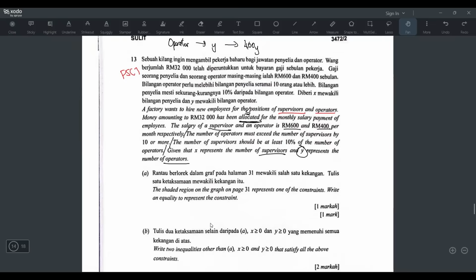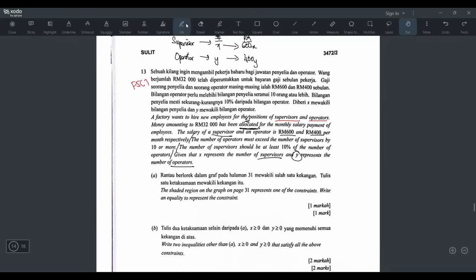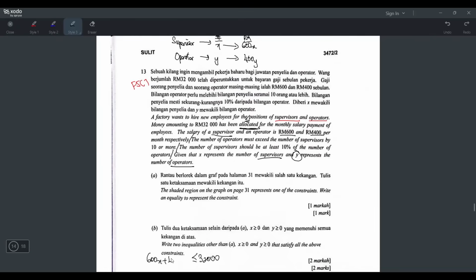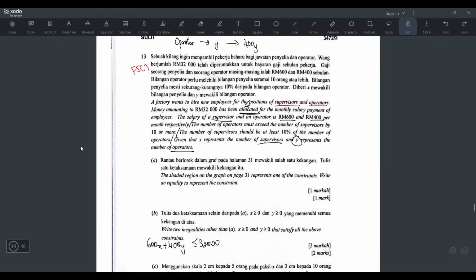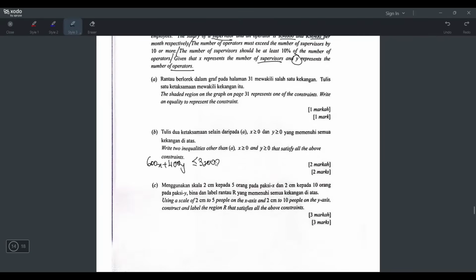So I think I should make it smaller. To do B, we need to use this 32,000 has been allocated. I already told you it's smaller equals, but that one is RM, right? So you have to take the total RM also. So it's 600X plus 400Y. The money amounting 32,000 has been allocated for the monthly salary for the employees, so it means for both the supervisor and operator. So you add them, and then smaller equals 32,000. If we can simplify, we have to simplify. All these numbers can be divided by 200. So divide by 200 is 3x, divide by 200, 2y, divide by 200, 160. So that's your first inequality.